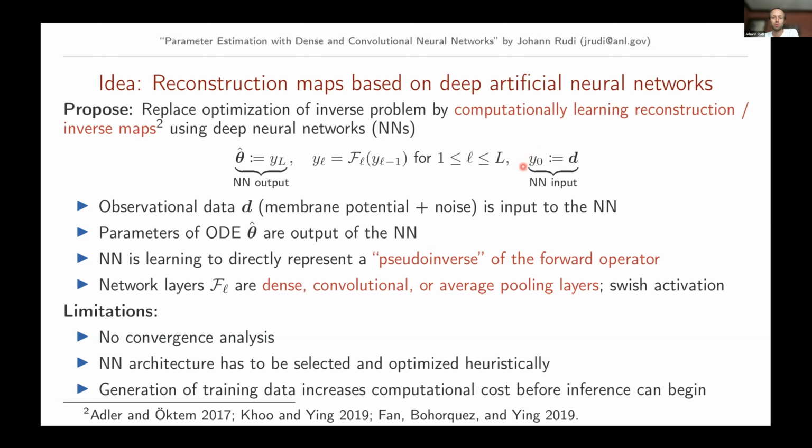And the input to the neural network shall be the data, which is membrane potential plus noise. And the prediction that the network is supposed to train is the parameters. So theta is a vector containing theta 0 and theta 1. In the literature, this is sometimes called a pseudo-inverse of the forward operator. So we want the network to directly represent this pseudo-inverse. The hidden layers will be dense, convolutional, or average pooling.